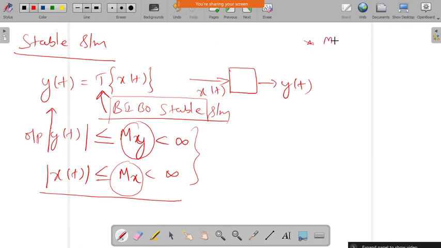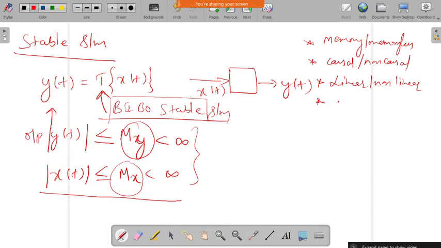So what are all the properties which we have discussed? The first one is memory or memoryless. Then we have causal or non-causal. Then linear or non-linear. Then we have discussed the invertible system, and time variant or time invariant. Finally we have the stable system. So these are all the properties which we have discussed.